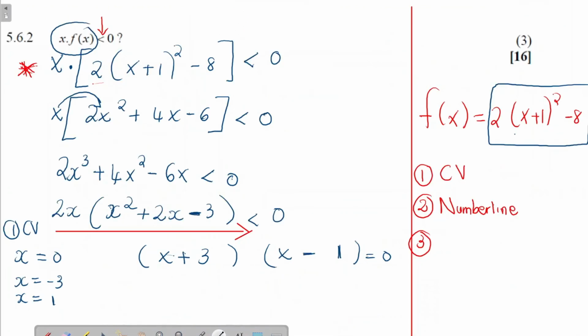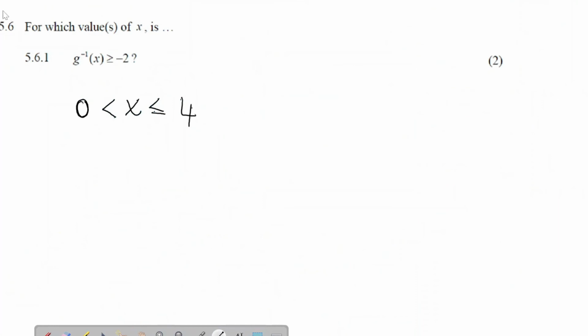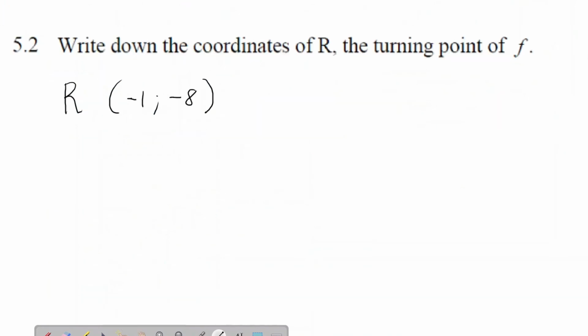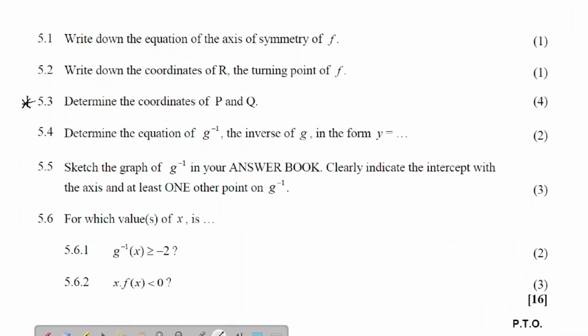So guys, we are basically done with question 5. I hope that I explained everything nicely and in detail for you guys.